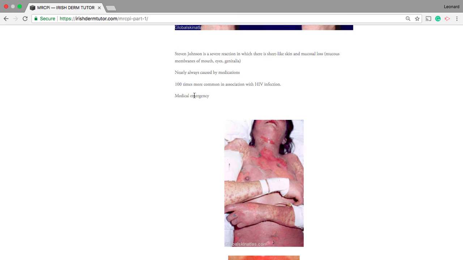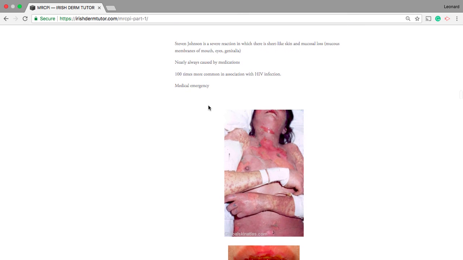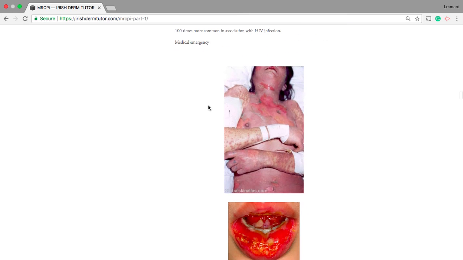So now moving on to Stevens-Johnson's and toxic epidermal necrolysis. It's a severe reaction in which there is sheet-like skin and mucosal loss. And the mucosal membranes we have to look out for always are the mouth, the eyes, and the genitalia. So if this is considered, you always have to examine these areas to look for any erosions. It is almost nearly always caused by medications, and I'm not sure why, but it is 100 times more common in association with HIV infection, and it is absolutely a medical emergency.